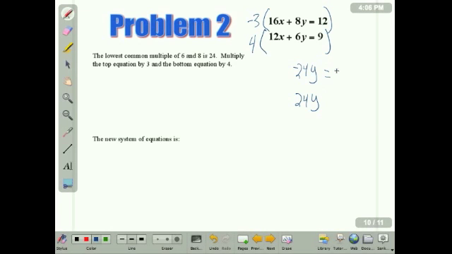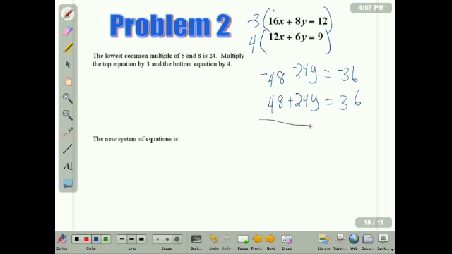-3 times 12 is -36. -3 times 16 is going to be a negative 48, and 4 times 12x is a 48. This is a +24y. And 4 times 9 is a 36.